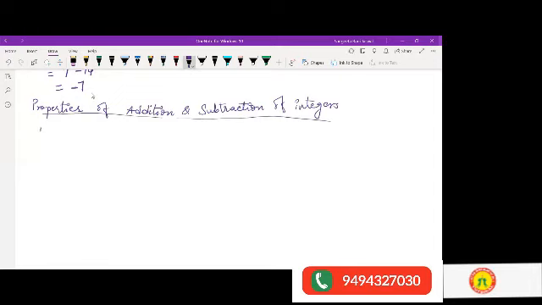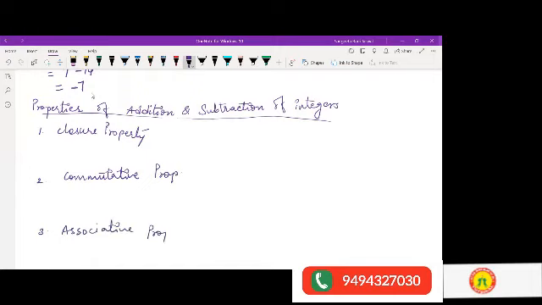Now, the first property that we are going to study is the closure property. We have different properties, and I'll tell you the names first. Closure property, then commutative property, associative property, additive identity. That we'll talk about later. First, we'll talk about these properties, then we'll take the rest. Distributive property also.